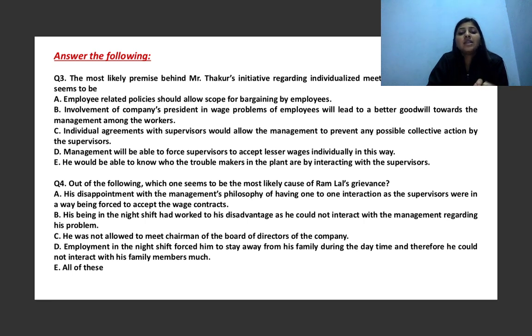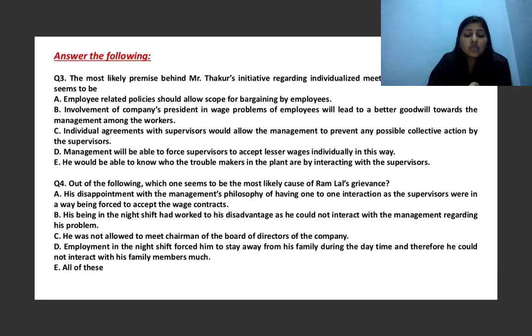B, his being in the night shift had worked to his disadvantage as he could not interact with the management regarding his problems. Yes, so that is the main reason, right? First of all, his wage was not discussed, and later, whenever he tried to reach out to the management, he was not able to. So that was the cause of his grievance.